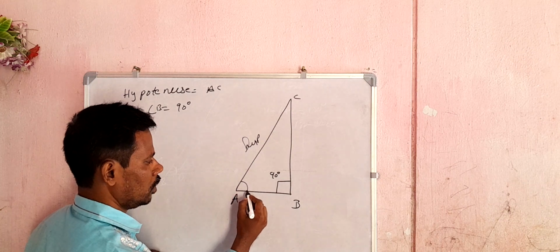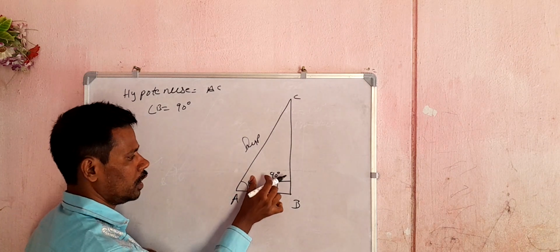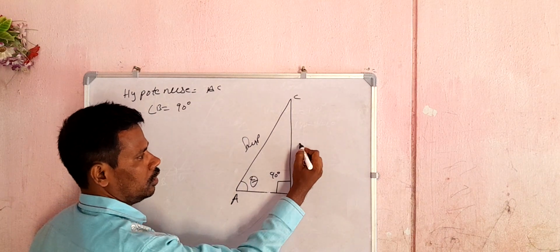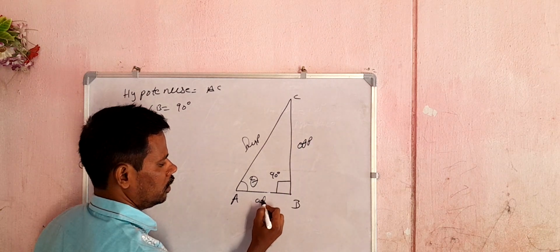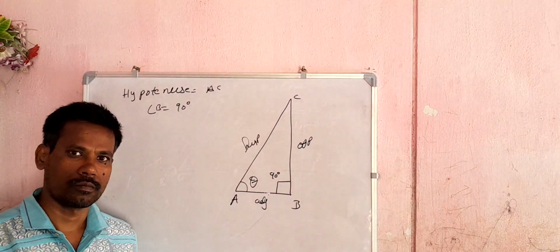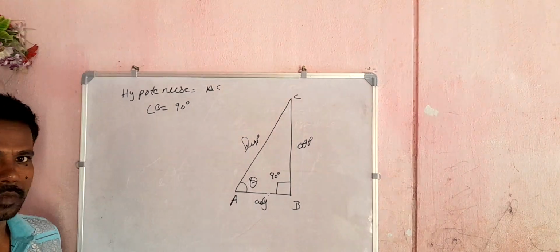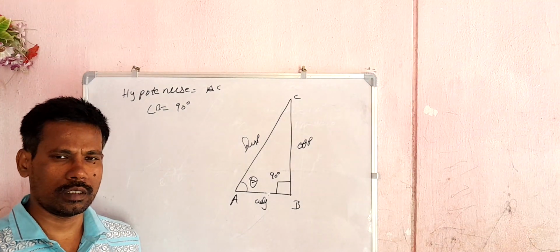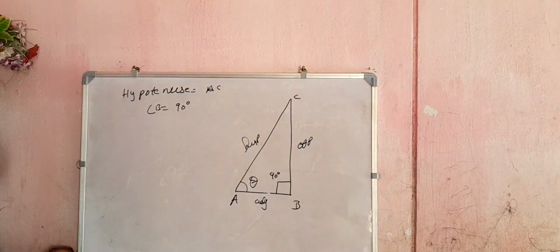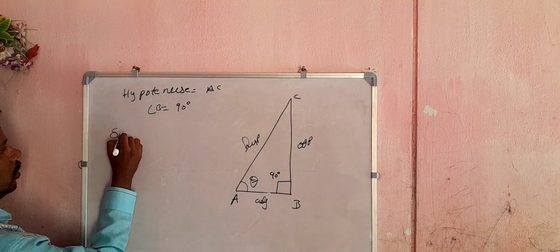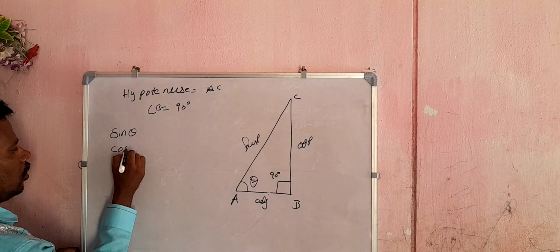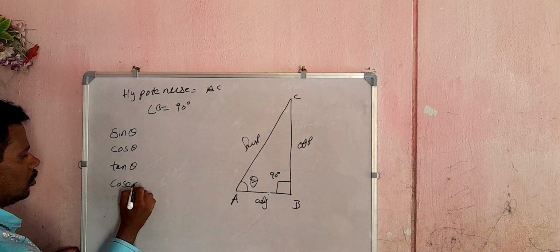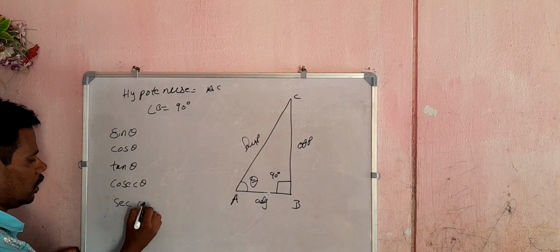Next, this is the hypotenuse. If this is an angle, say something like 30 degrees, 40 degrees, I am representing it as theta. So this is the opposite side and this is the adjacent. There are six types: sine theta, cos theta, tan theta, cosec theta, secant theta, and cot theta.